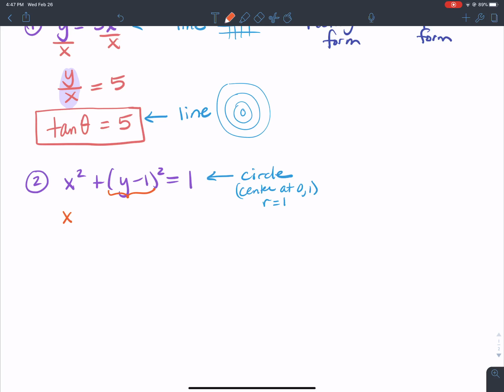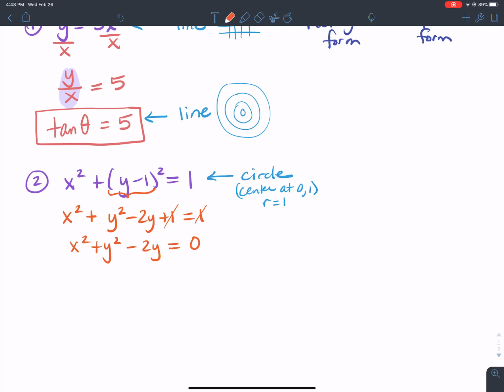So we are going to write down x squared, and we are going to do the math to square this part out and get y squared minus 2y plus 1 equals 1. And we're going to clean this up a little bit. Our 1's here cancel out, which is lovely. And you get x squared plus y squared minus 2y equals 0.